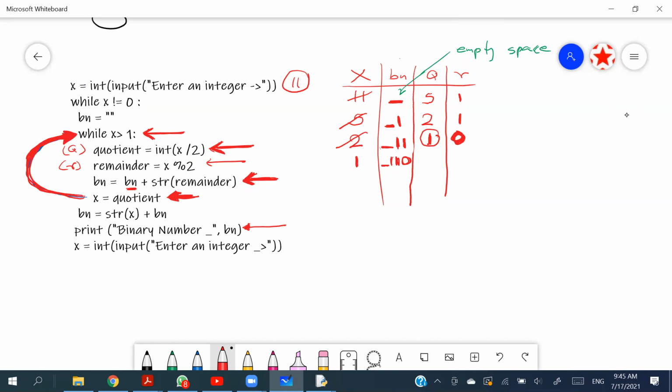So x is larger than 1. Now 1 is larger than 1. That is the question it is asking. So it is no. 1 is not larger than 1. 1 is equal to 1. So that means from that point the condition is going to be false and it comes to this particular line once the condition is false. Right? So this says Bn equals str plus Bn, strx plus Bn. So now x is what?